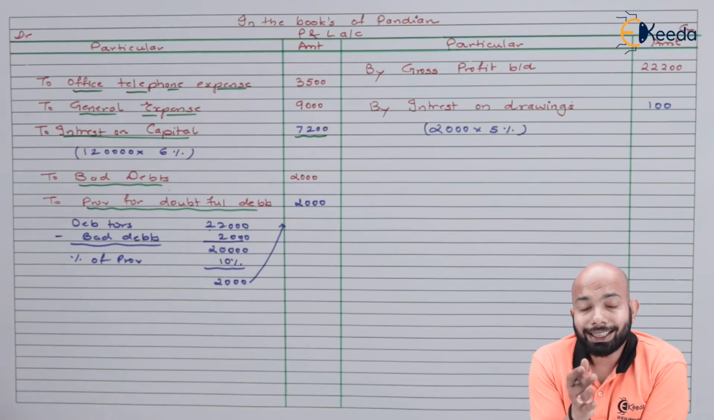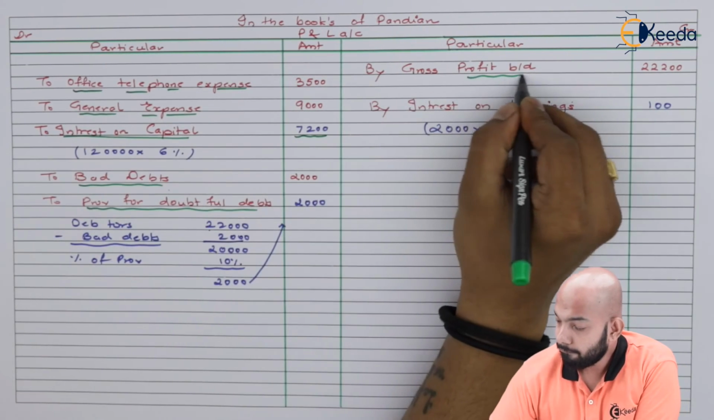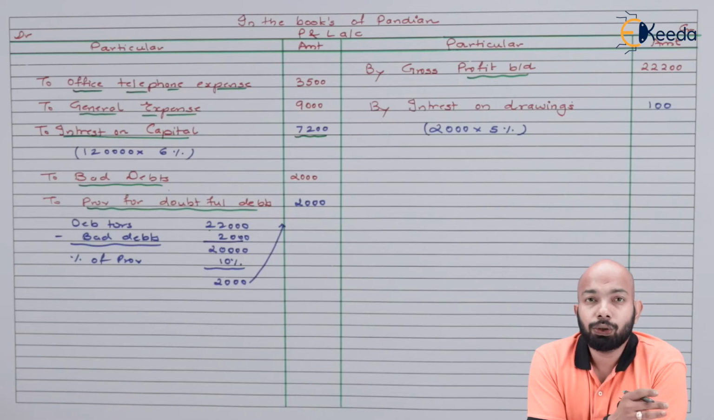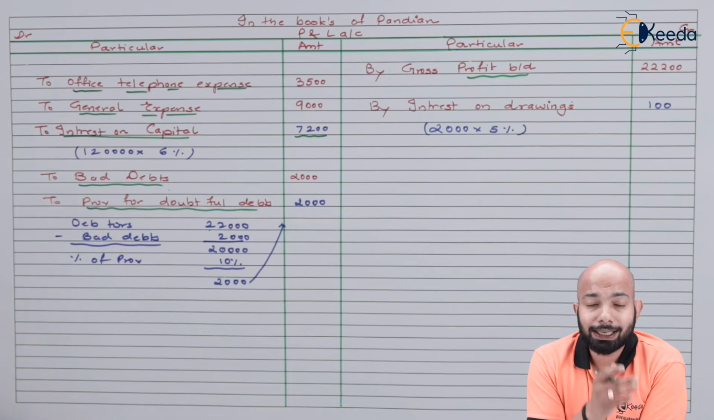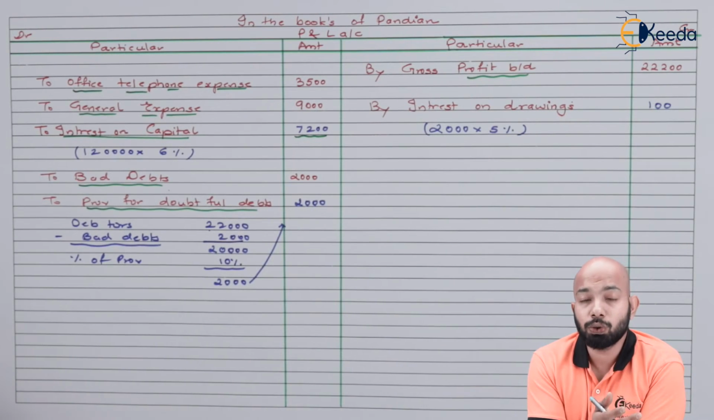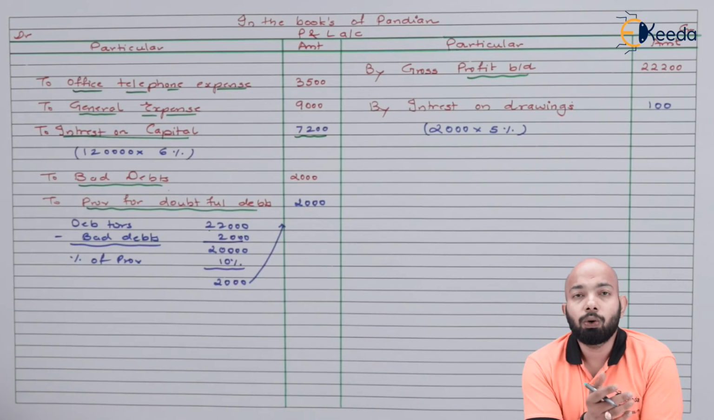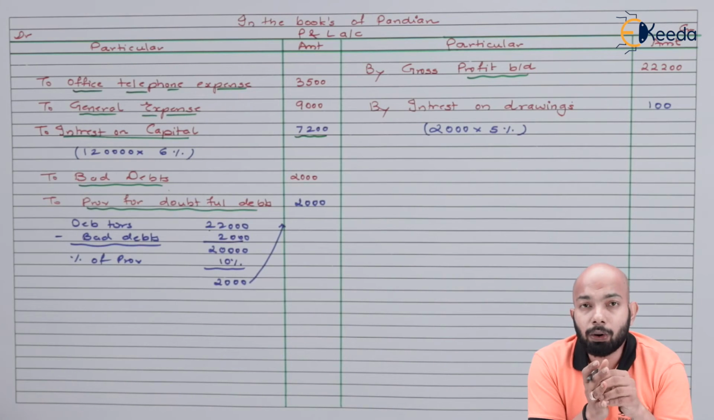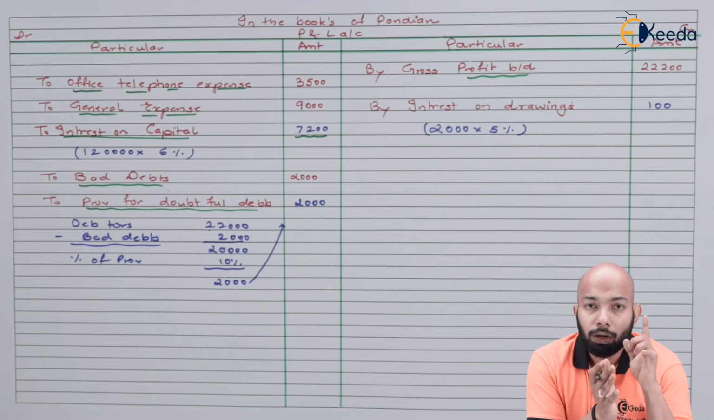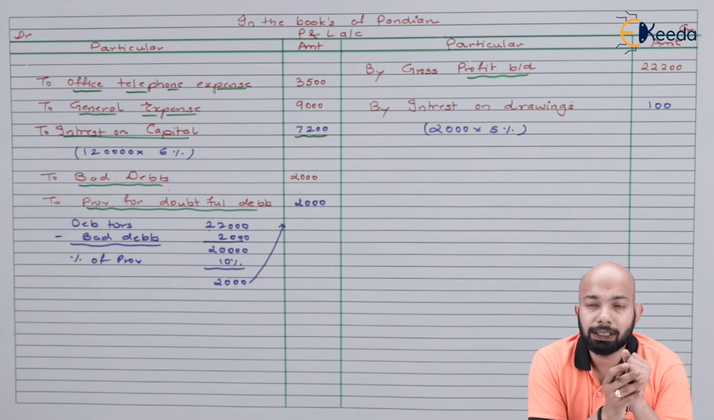Now, on the credit side, we have gross profit which was carried forward. Next is the interest on drawing. Interest on drawing is an income, just like interest on capital is an expense for the business as it has to be provided by the business to the partner. Similarly, interest on drawing is a specific amount that the business charges the partner because he has withdrawn a certain amount. So 2,000 is the drawing. On that, you have to charge the specific rate of 5%, that will be 100 rupees.